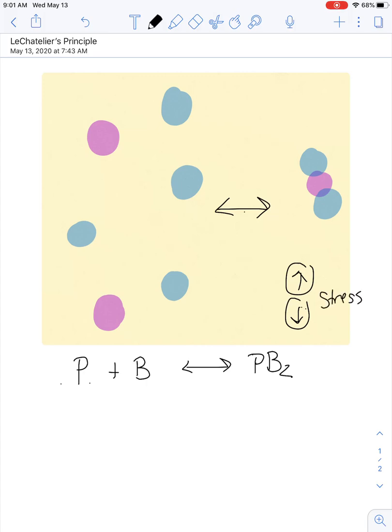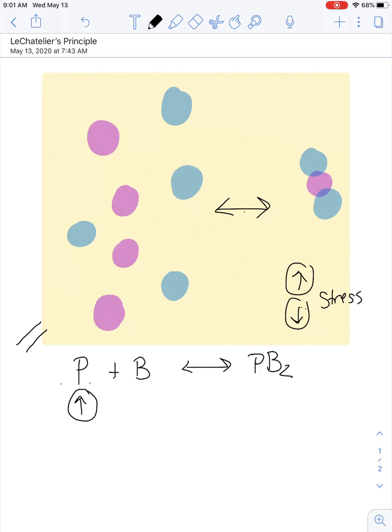Okay, so let's start with purple. A stress would be to add more purple. So say we had a pipe here, we're going to be adding more purple. So there we go, we're going to add 2 more purples. My stress is that I'm increasing the amount of purples. The system is like, oh my gosh, I can't stand this. I need to be in equilibrium. I need to get rid of the purples. The question is, how would it get rid of the purples?